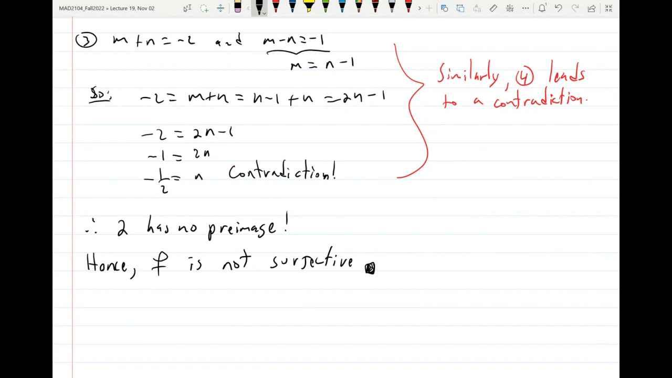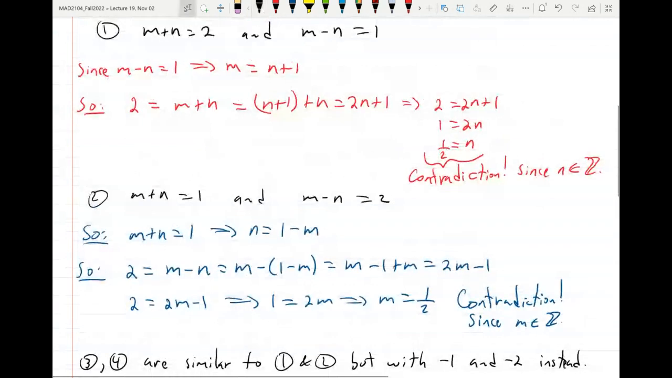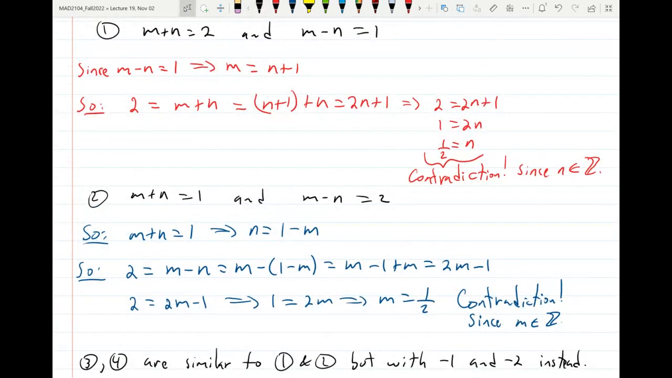Okay, questions? Yes. The second case, on the line it says 2 equals 2m minus 1. How do you... Sorry. Yeah, you add 1, so it's a 3. Okay, good. 3/2, again, contradiction. Good catch. All right. Any questions?